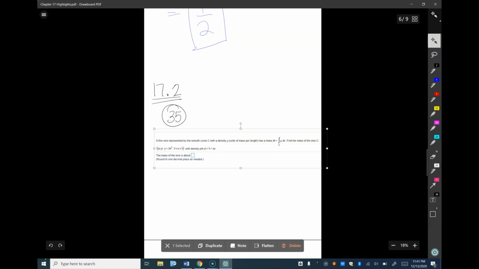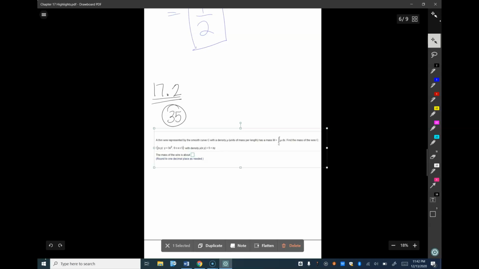One last problem that I would like you to look at is in the textbook, section 17.2, number 35. So we've got a thin wire represented by the smooth curve C with a density rho, which is in units of mass per length. To calculate the mass of that wire, what we have to do is integrate our density function over that curve that actually represents its position through space. So we want to find the mass of the curve with these values.